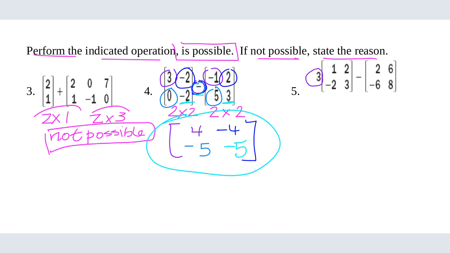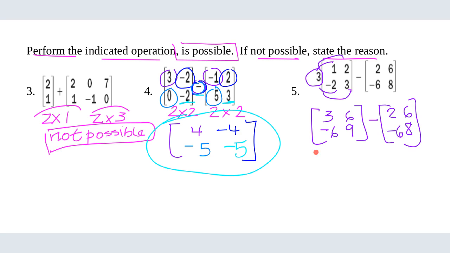Number 5, this is the scalar multiplication, so distribute it in. That's 3, 6, -6, 9, minus the other matrix. Check for the dimensions. 2 by 2, 2 by 2, dimensions are the same, so we can subtract them. 3 minus 2 is 1. 6 minus 6 is 0. -6 minus -6 is -6 plus 6 is 0.